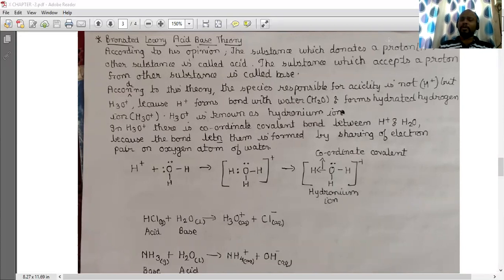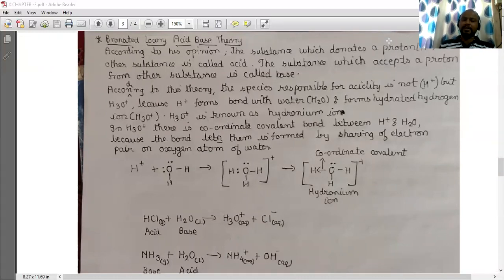forms a bond with the water molecule and forms a hydrated ion, that is H3O plus, which is also known as hydronium ion. In hydronium ion, there is a coordinate covalent bond between hydrogen ion and water, because the bond between them is formed by sharing of the electron pair on the oxygen atom of the molecule. We see in the last part of the equation, the arrow pointing towards hydrogen shows the coordinate covalent bond formed by hydrogen ion with that of the water molecule.